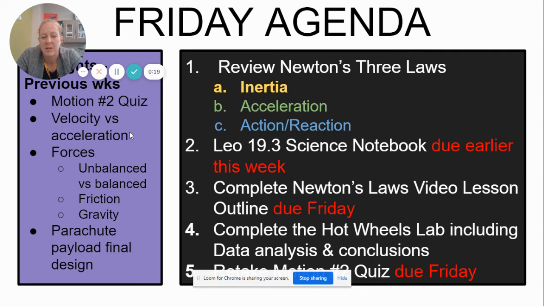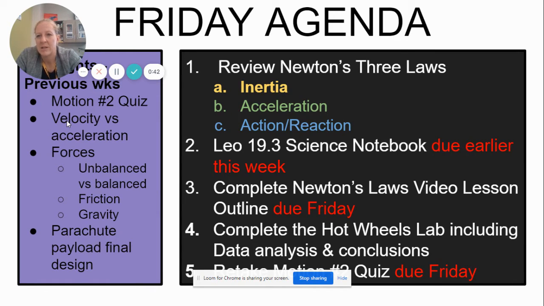We also previously have talked about velocity and acceleration, and in our Hot Wheels lab this week, we calculated the velocity of our Hot Wheel. We did that by taking the distance the Hot Wheel traveled. So for most of us, it was somewhere between 80 and 90 centimeters. Okay, and we divided that by the time it took for the Hot Wheel to travel that distance.